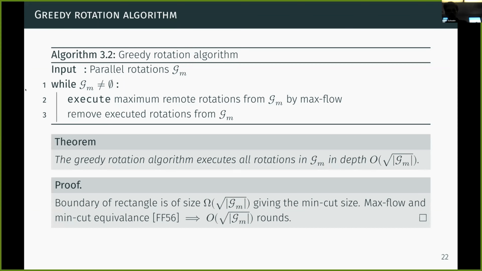And we can prove that this actually executes all rotations in the set calligraphic G in a depth of square root G. And the proof is very simple. It's just 2 lines, or the idea at least. We can see that if we have a rectangle on this grid, then the boundary of this rectangle is at least of size square root G, which is equivalent to the min-cut size. And by this max flow and min-cut equivalence, as shown by Ford-Fulkerson again, we need at most square root G rounds.